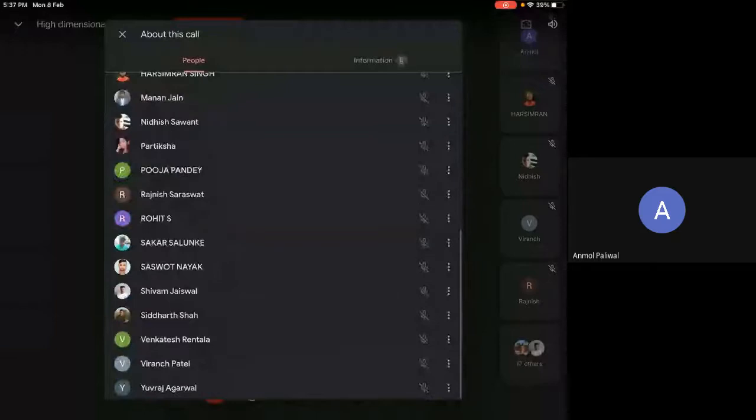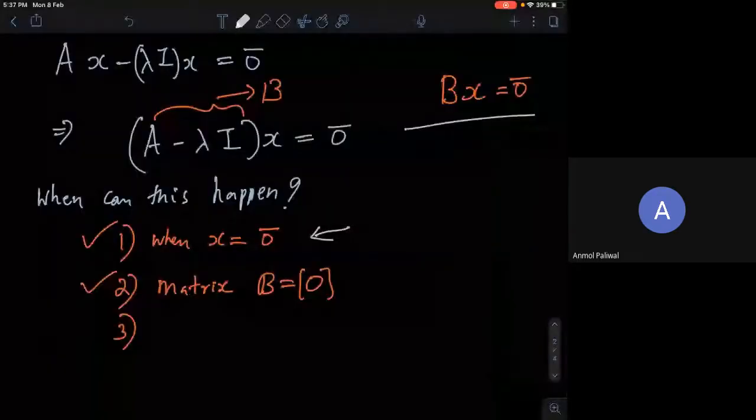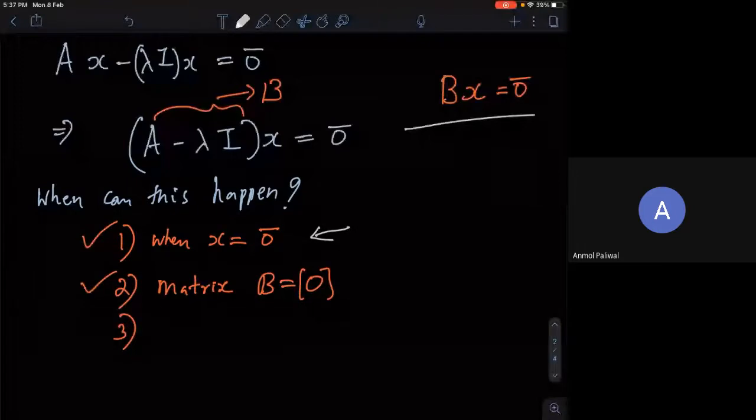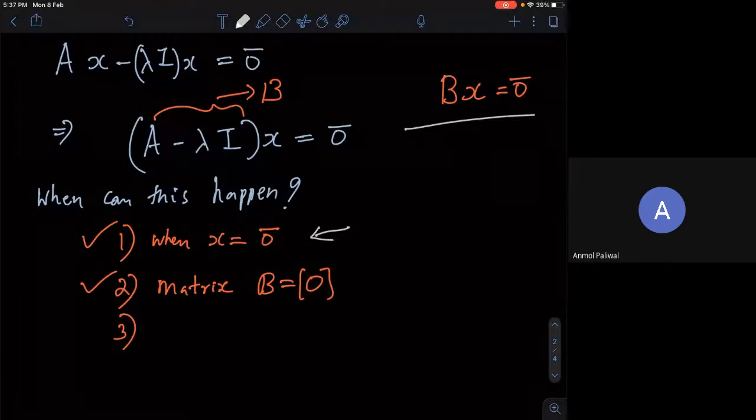Okay, so let's go back. Who can tell me the answer? When can this be 0? If x is equal to 0, when can this be 0? What was it we were discussing? We were saying x is like the eigenvector of E.